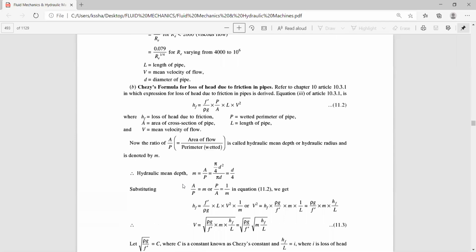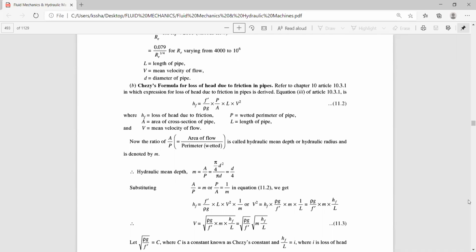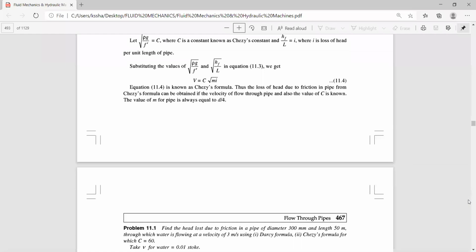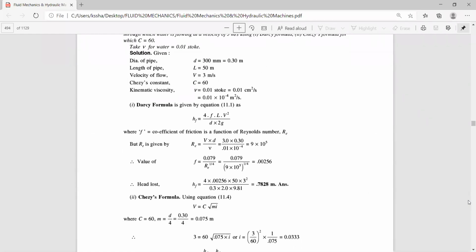How we got this? m is equal to hydraulic mean depth, area divided by perimeter. Area is pi d square by 4, perimeter is pi d. So this pi d gets cancelled. So what will be your equation? d by 4. So m is equal to d by 4. So your diameter is 0.3 divided by 4. It comes out to be 0.075 meter. m is given by 0.075 meter.